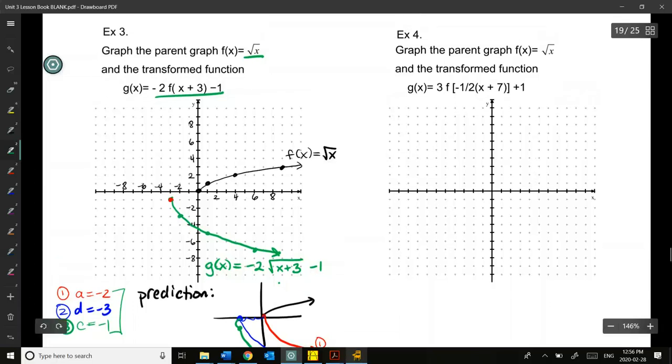Lovely. Okay, you guys try number 4. Start by locating your A, K, D, C, do a little prediction, and then see what you get for your points, okay? I'll start taking it up in a few minutes, but you see what you can do with that to start.